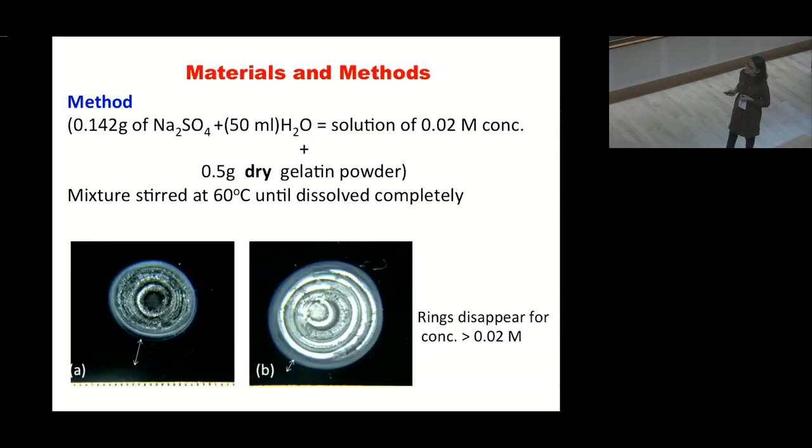The only difference between the two photographs here is that this has a transparent ring, which perhaps is not visible. It is thicker here and thinner here. And this difference is due to difference in concentration of the salt. And the rings disappear for concentrations greater than 0.02 moles.